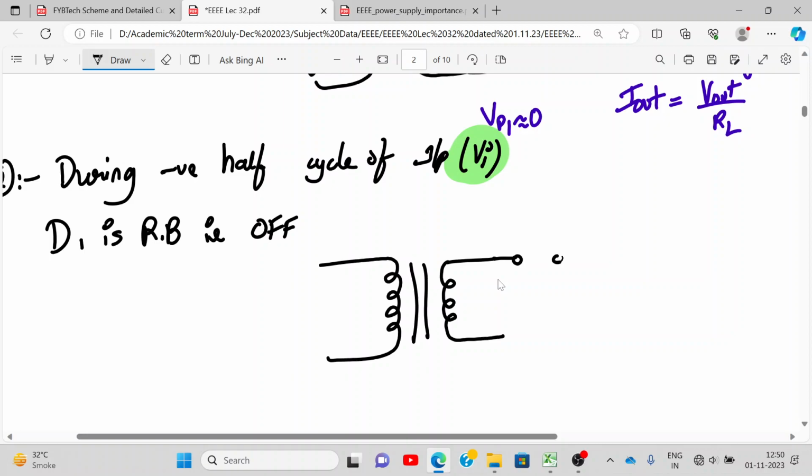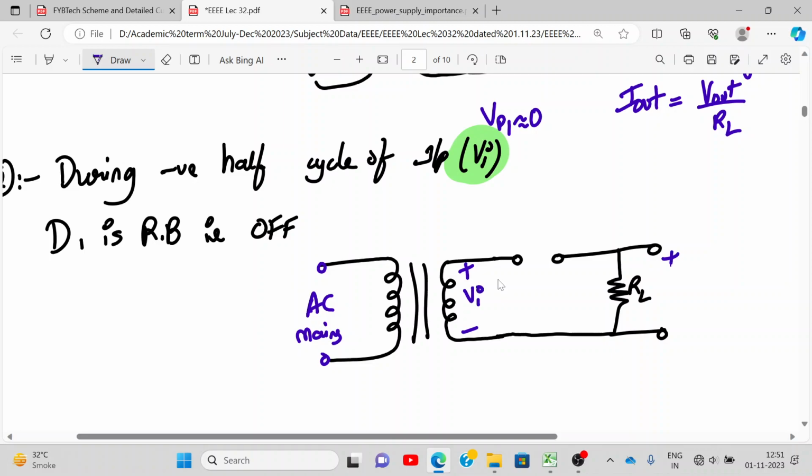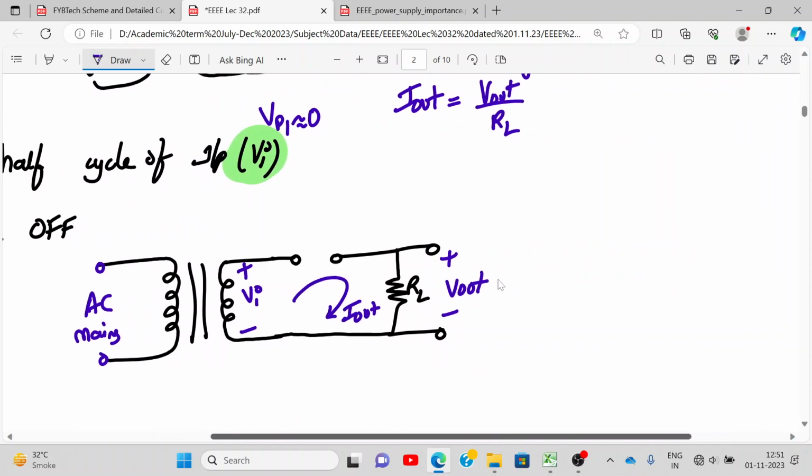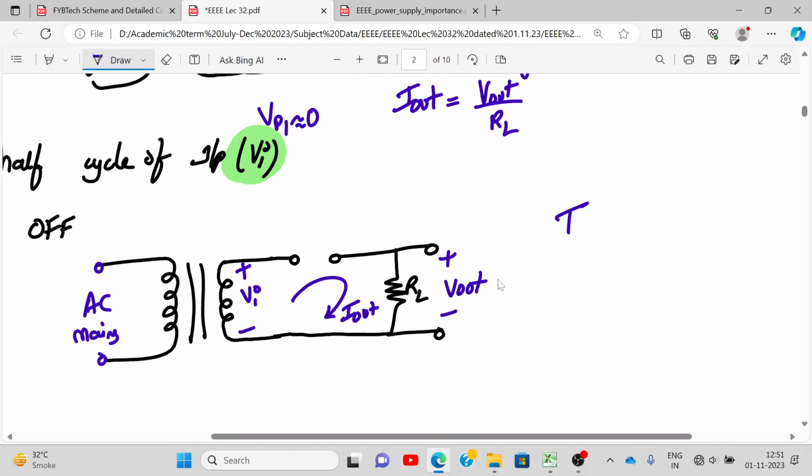So this diode will be replaced by an open circuit now. We have this load RL, and here we have the AC mains. The secondary voltage is Vi, and this is my Vout. Tell me, will the current flow in the circuit? First tell me, if there is a break, will the current flow in the circuit? So Iout is 0, correct? What about Vout? Vout is basically Iout into RL, so this will be 0.